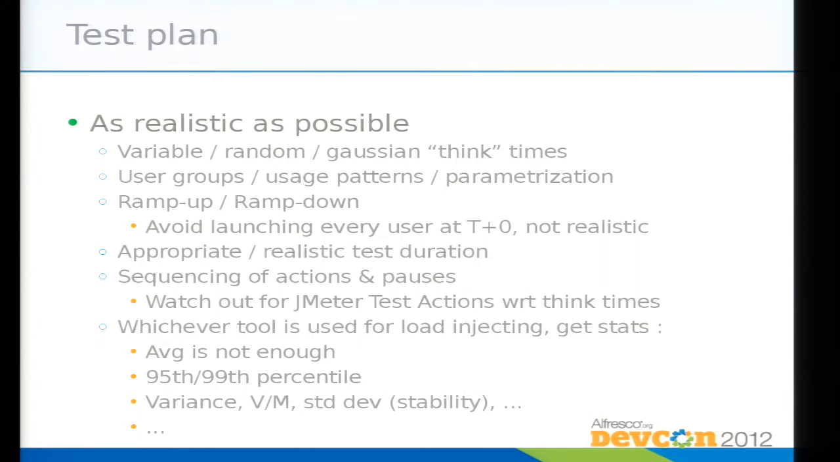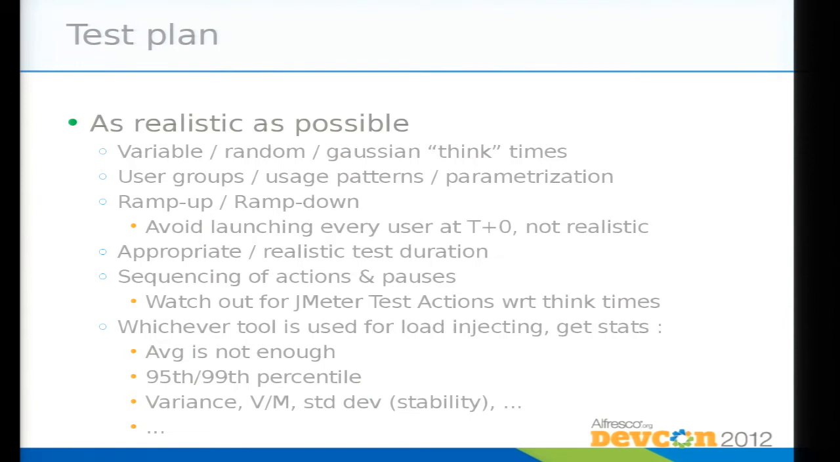You want to have a realistic ramp up, because it's not realistic to put 100 users immediately on the system at T0. This is something that we have already seen and obviously doesn't really make sense. So you want to have something realistic about that. You want to be sure that you are sequencing your action and pauses realistically. And this is something that you have to watch out for.